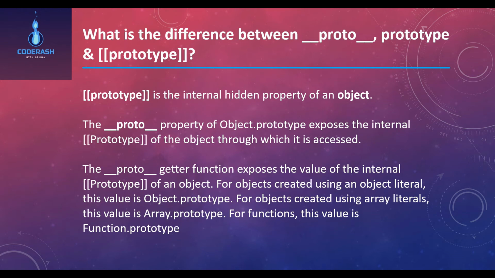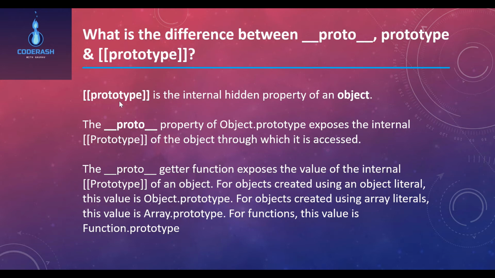Before we jump into the real life example, we go to coding. I just want to cover one important topic here: we saw that a prototype is an internal hidden property of an object, this one. Now there is an accessor for this which is called underscore underscore proto. The difference between these two is often confusing, so don't get confused.